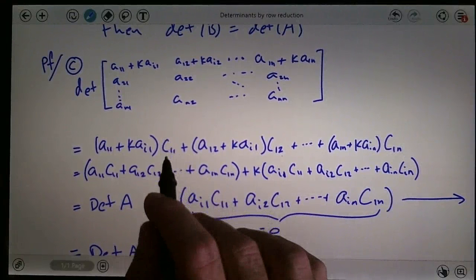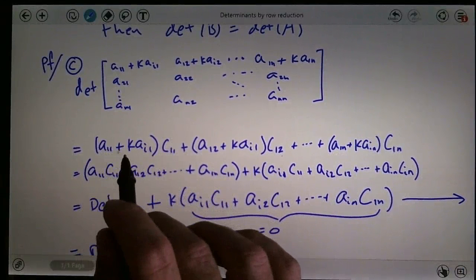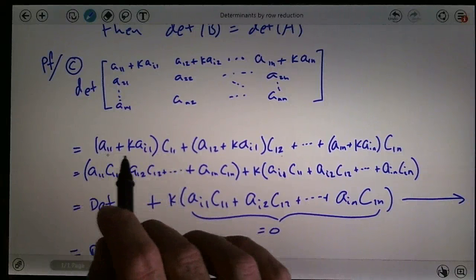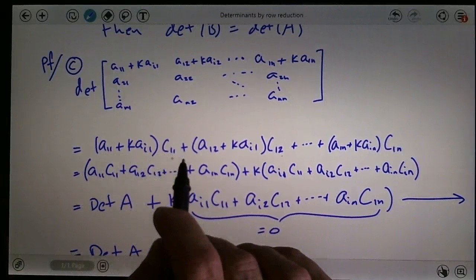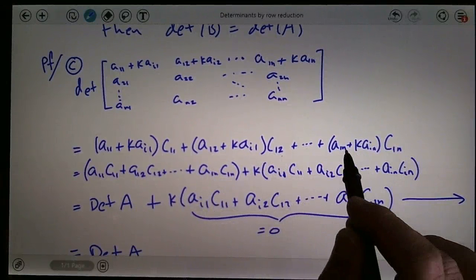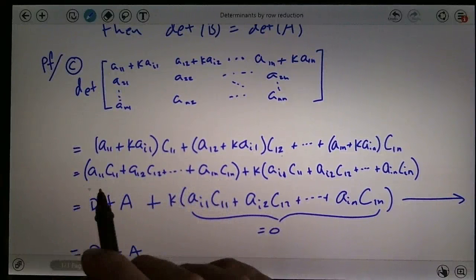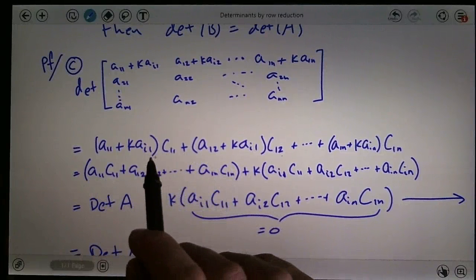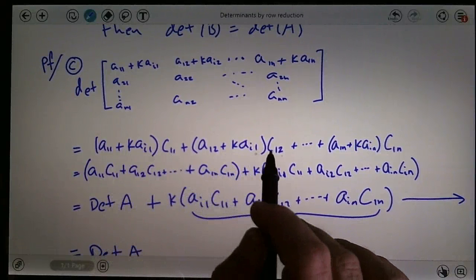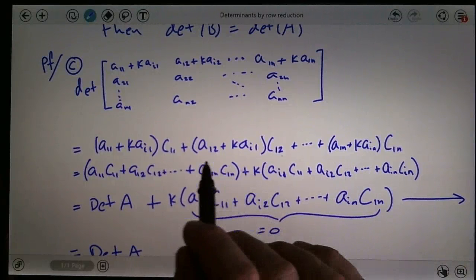Now I'm going to use the distributive property. This is all just numbers at this point. I'll multiply these cofactors in, distribute them in. So in particular, I've got A11 times C11, and A12 times C12, and A13 times C13, all the way up to A1n and C1n. I'm grouping those all together here to start with. Then a bunch of these have k's in them. This is k times these two things, k times those two things, and so on. So I'm going to factor that k out and see what I have.